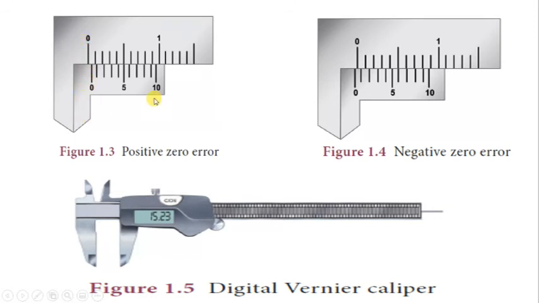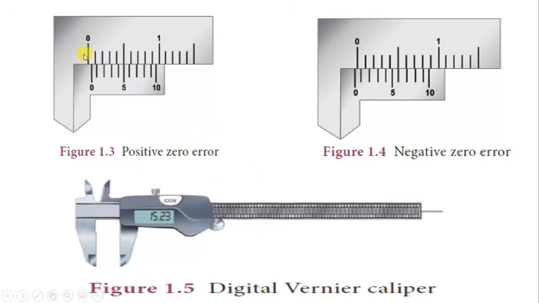What is meant by coincide? If they are straight like this line, if this is the 0 of the main scale and this is the 0 of the vernier scale, and if these two lines are in a straight line like this, this is meant by coincide. If these two zero coincide with each other, then it is called zero error, no error.